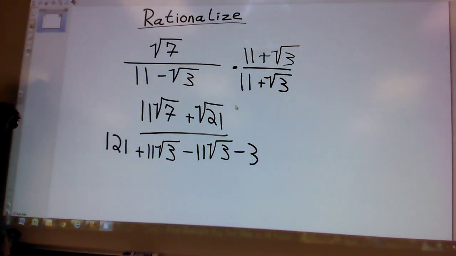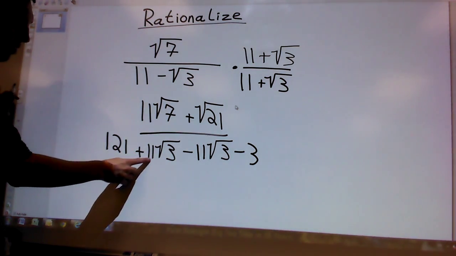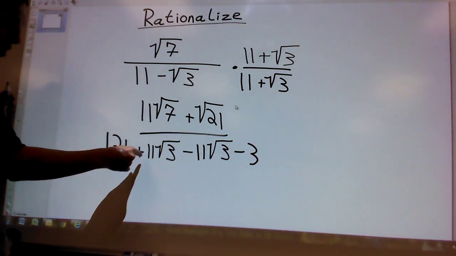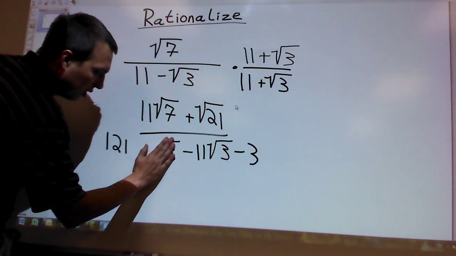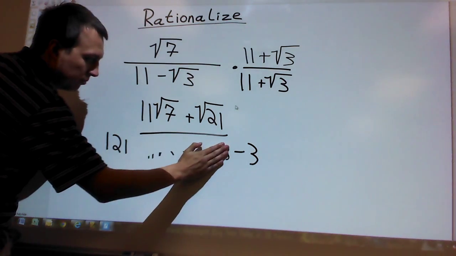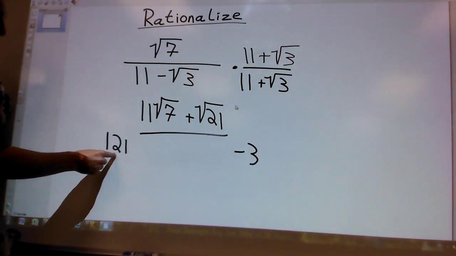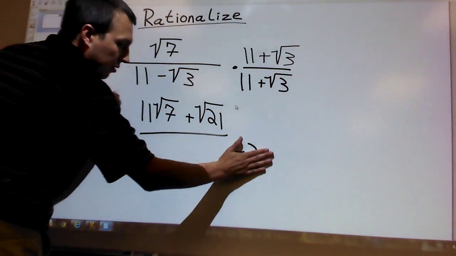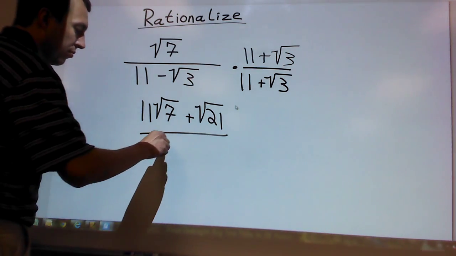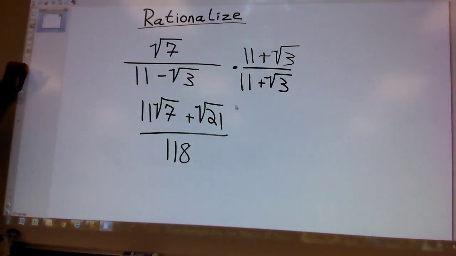Now it looks like it's ugly, but it actually turns out real nice. 11 minus 11 is 0. 11 radical 3 minus 11 radical 3 is 0. So this part is gone. I'm left with 121 minus 3, which is 118. And now I do not have a square root in the denominator. There's rationalizing.